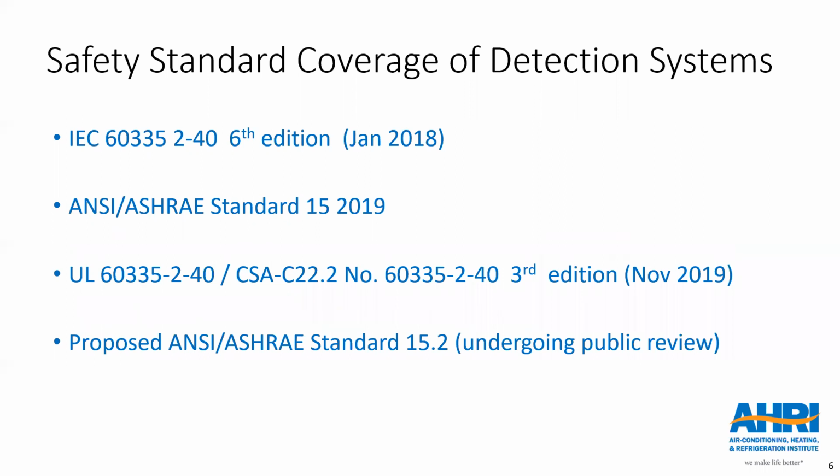Now, the use of detection is not an entirely new idea. It has been used for quite a while in equipment rooms where the amount of refrigerant that can leak would be a risk for humans due to oxygen depletion. But it is a new approach for direct air conditioning and heat pump systems. The first standard to do this was the IEC 60335-2-40 edition, which was published in 2018.